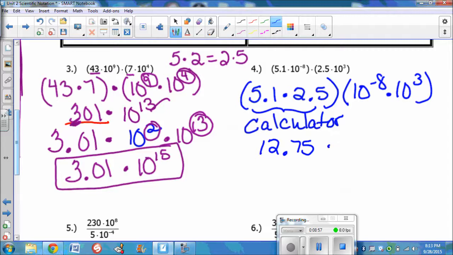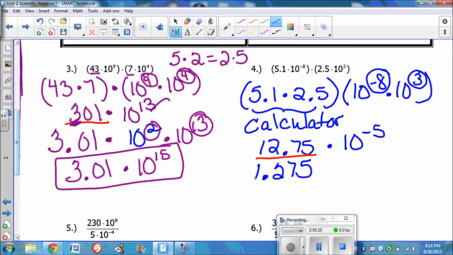12.75 times 10, add your exponents, negative 8 plus 3 is negative 5. Again, we've done the first two steps now, we need to examine that coefficient and we need to adjust our final answer. So where does the decimal go? It's got to go in between the 1 and the 2 because this number has to be between 1 and 10. Keep telling yourself that.